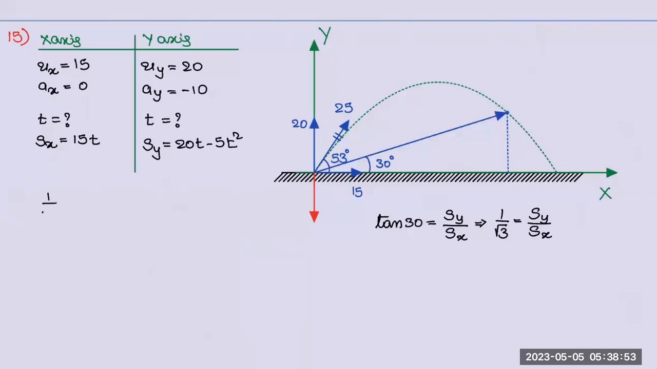You'll get the answer. 1 by root 3 is equal to 20 minus 5t into t. What I did, I took t common, so 15t. T gets cancelled. And 5 ones are, 5 fours are, 5 threes are. 3 goes to the side. That implies 3 by root 3 is root 3, which is equal to 4 minus t. That implies t is equal to 4 minus root 3.